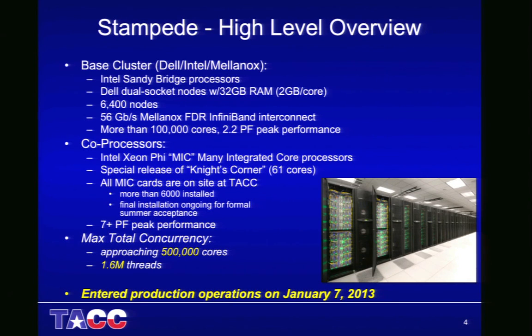So as I mentioned, we have completed the first phase of the project, which was installing everything, and I'll go into a little more detail on what all that took. And we entered our formal production operations on January 7th of this year. So we've had about 2 months of production under our belt so far.